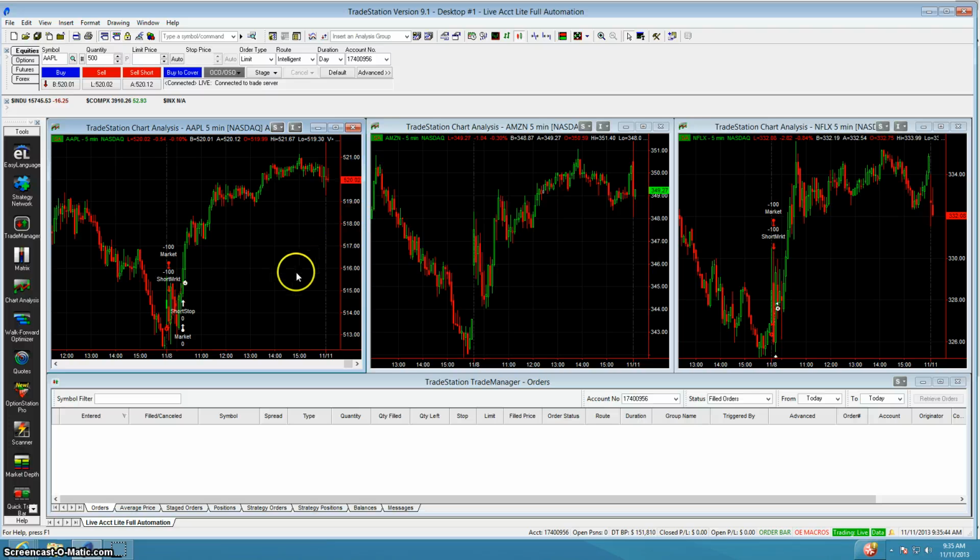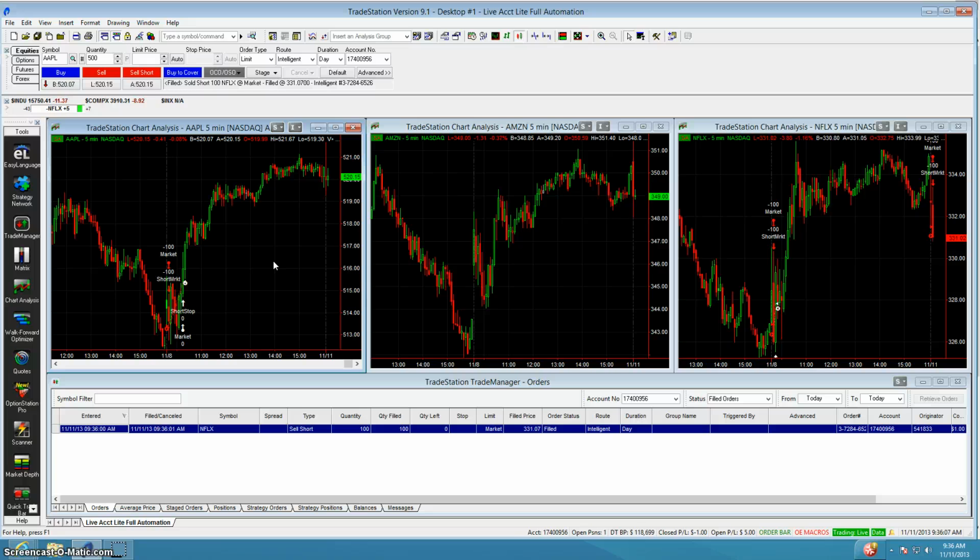We run tight stops on each of these strategies, on each of these symbols that we trade. So like with Apple, I will risk $2 and I go for a $10 profit. With Amazon, I risk $2 and I go for an $8 profit. And with Netflix, I risk $1 and go for a $6 profit. So what usually happens, there you go, we just got in Netflix short.